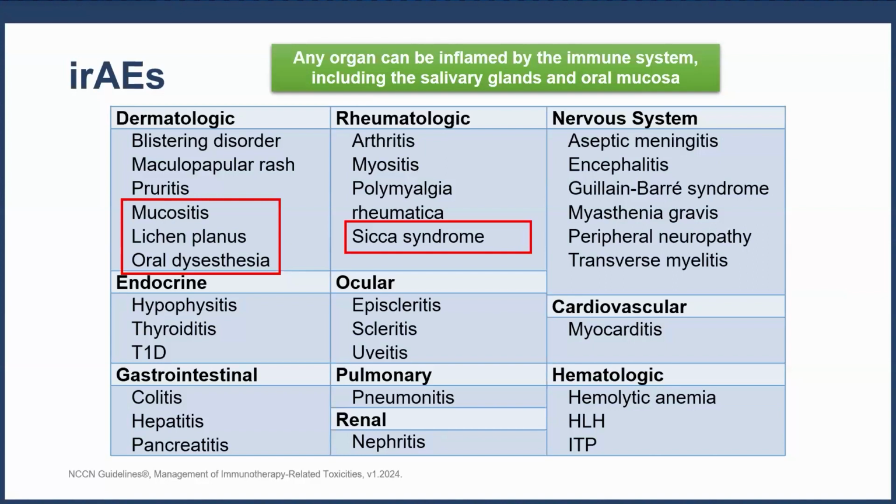I have highlighted here a few that we're going to focus on today that were just recently added to the guidelines. And the real main point with immune-related adverse events is just to understand that when we are using immune checkpoint inhibition, we are kind of indiscriminately activating the immune system, those T cells, and sometimes it results in friendly fire. So any organ can be inflamed by the immune system. And that does include the salivary glands and oral mucosa, which are often overlooked and are a class of immune toxicity that is becoming better recognized.